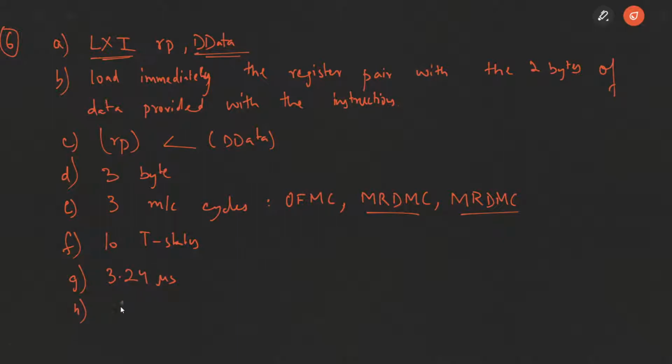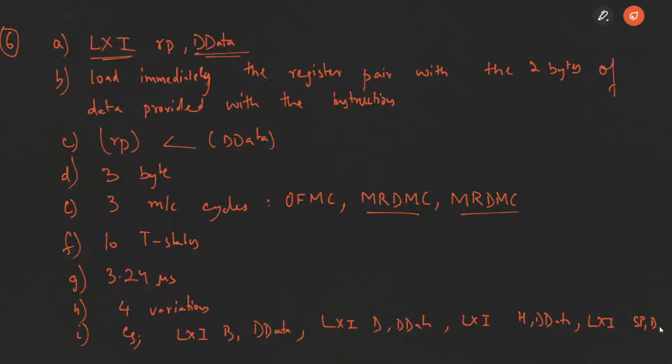You will be having 4 variations of this. We have studied 4 different types of register pairs. So accordingly, you'll be having LXI B, D data. B here refers to the BC register pair. LXI D, D data. D refers to the DE register pair. LXI H, D data. H refers here to the HL register pair. And LXI SP, D data. SP refers to the stack pointer. So we have 4 different register pairs that you can load using these types of instructions.